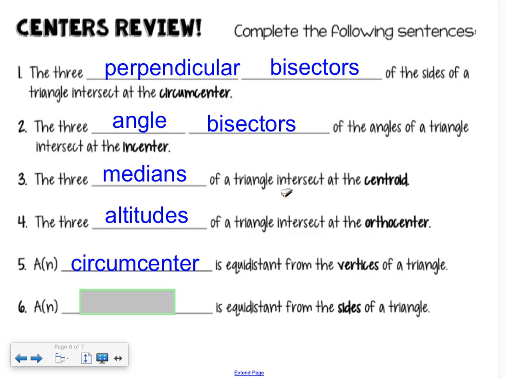Center. Good work. Okay, we're going to do a little Kahoot to practice those too. So why don't you take out whatever you need to take out for that, and we'll go from there.